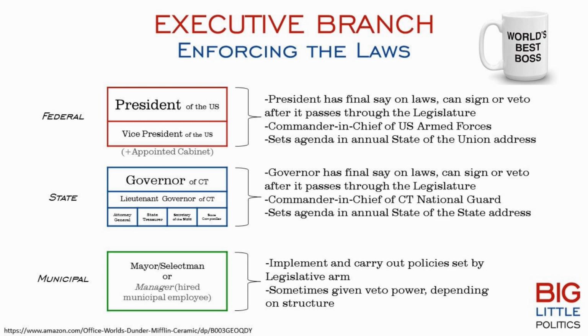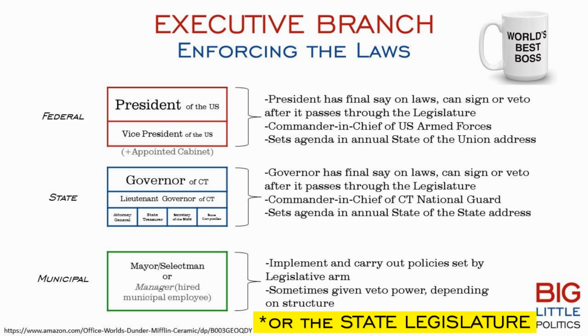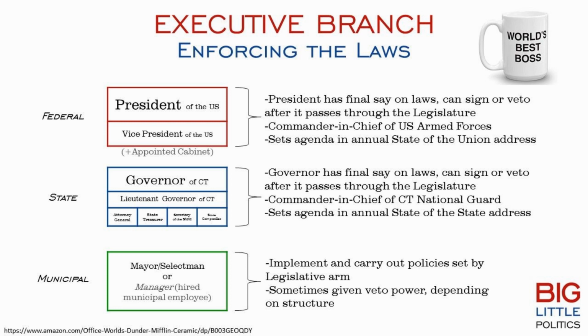So if a piece of legislation passes both houses of Congress, it goes to the desk of the executive, and they can veto it, which means throw it away, or they can sign it into law. It really gives them the final say. There are also some other roles. Commander-in-Chief of the Armed Forces or the National Guard puts them in charge there. They don't make legislation, but they set the agenda. They each give annual addresses at the beginning of the year, where they say what they want to accomplish and how things have been going.